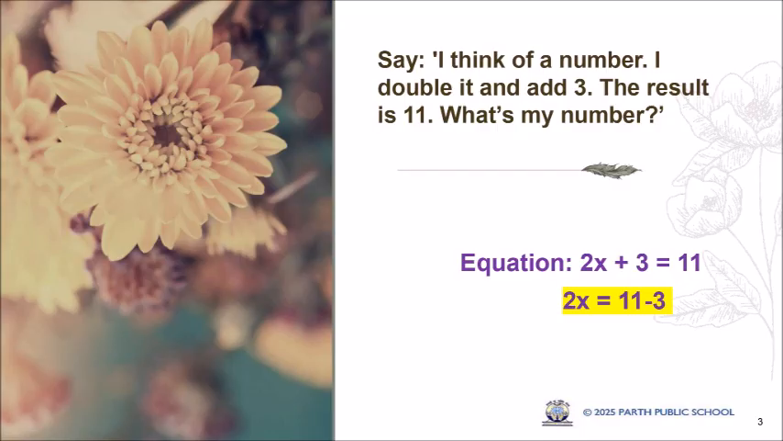The question says that I have to double the number, so you have to make it twice. So I'm writing here 2x, and you have to add 3 to it, and the result will be 11. So that means it is equal to 11. My next step will be, you have to keep all the variables on one side and shift the constant to the right hand side.